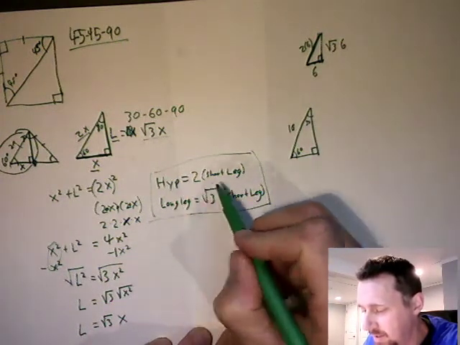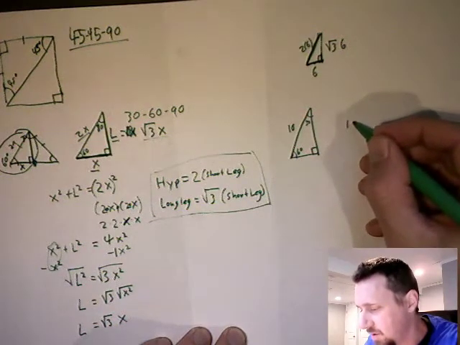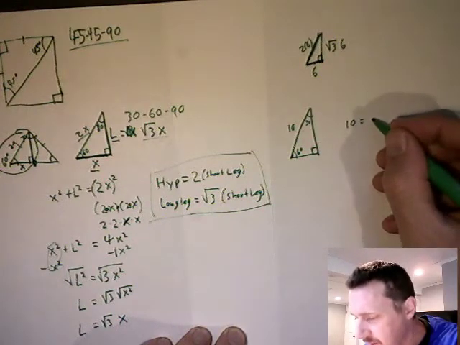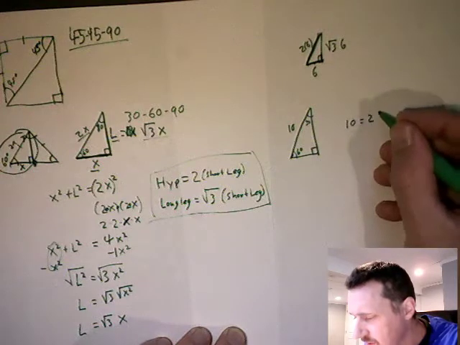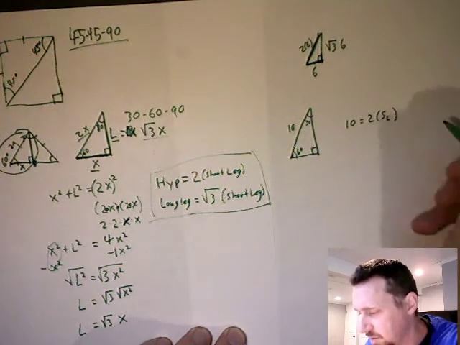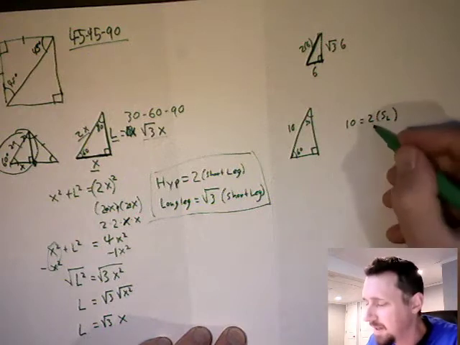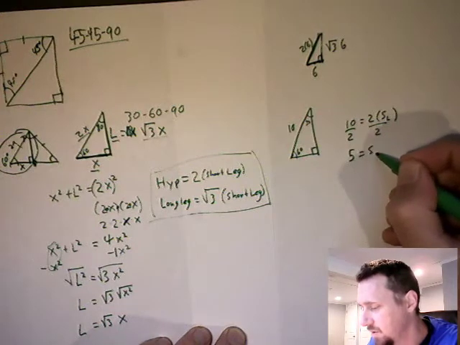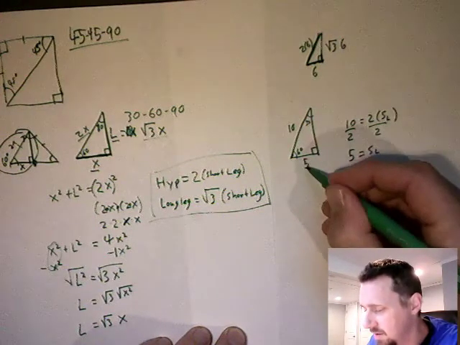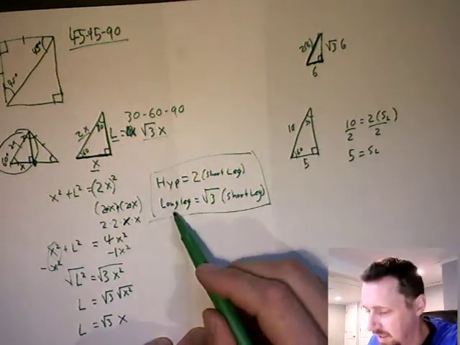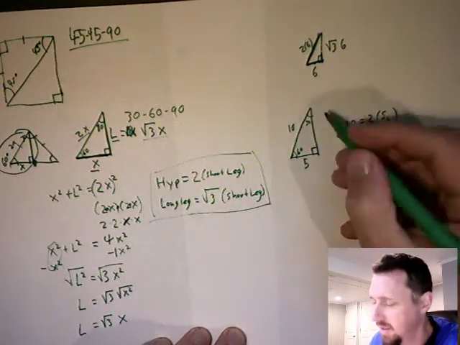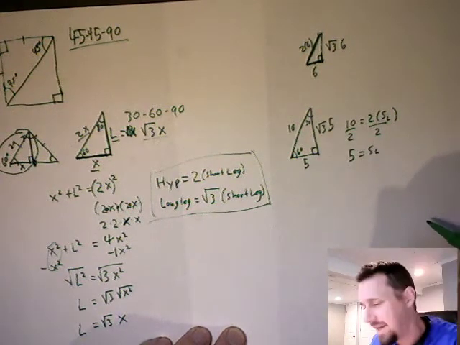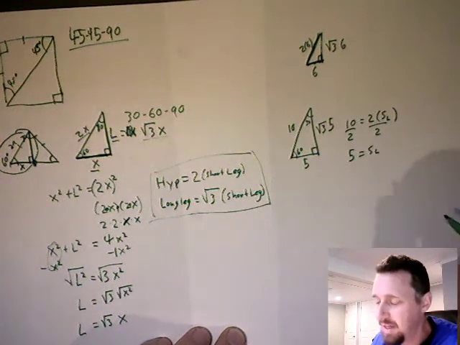Well, I know the hypotenuse equals 2 times the short leg. So 10 equals 2 times, I'll just do S sub L for short leg. And then I can divide by 2, and I can figure out that 5 is equal to the short leg. So this is 5, and if this is 5, then I can look at long leg is root 3 times short leg, and I can say, hey, this is root 3 times 5. And I'm done. So if you're given the hypotenuse, still fairly easy.